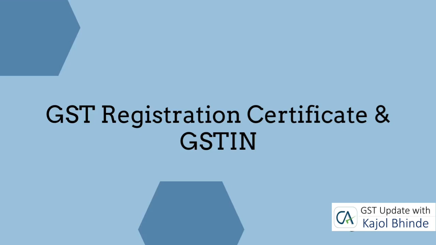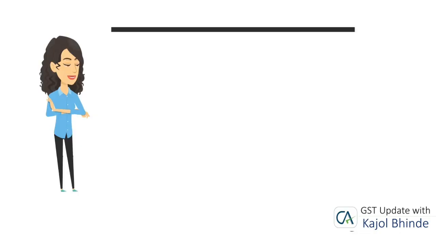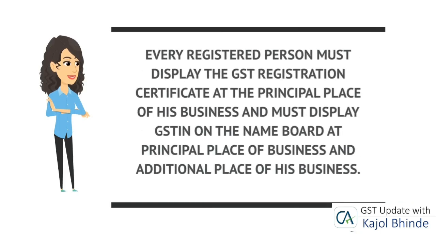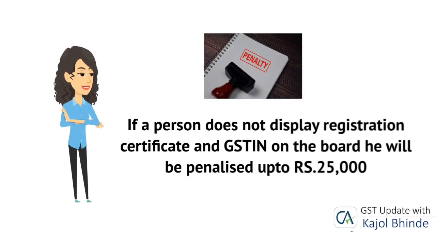GST Registration Certificate and GSTIN. Every registered person must display the GST registration certificate at the principal place of his business and must display GSTIN on the name board at principal place of business and additional place of his business. If a person does not display registration certificate and GSTIN on the board, he will be penalized up to Rs 25,000.